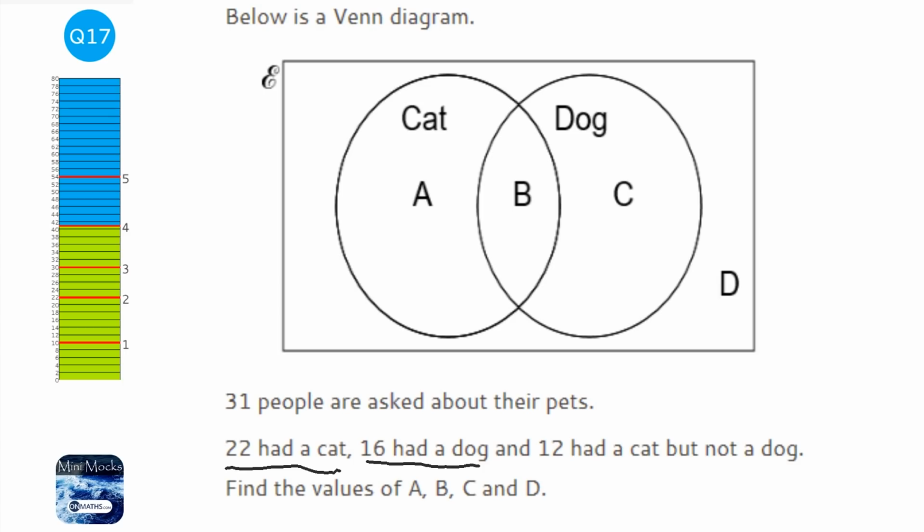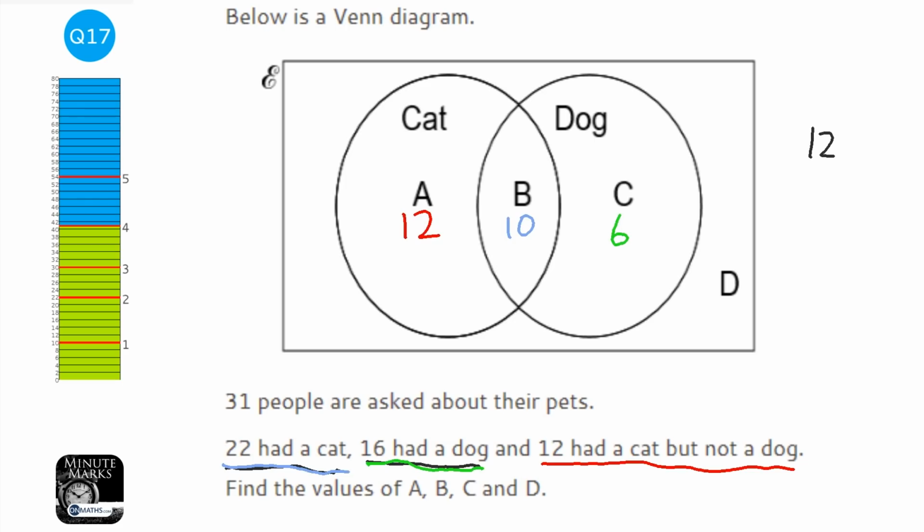But this piece of information here will help us start. It says 12 had a cat but not a dog. So this is going to be 12 here. The next one we can now fill out is this one. 22 had a cat. Well, if 12 didn't have a dog, that means that 10 must have had a dog as well to make that add up to 22. Now we can then fill out this one, which says 16 had a dog. Well, if 10 of them also had a cat, that leaves 6 people who've just had a dog.